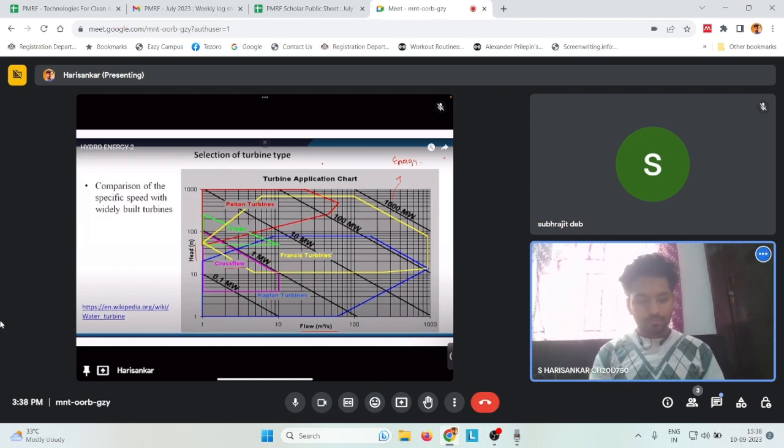So for example, let's take cross flow. So this pink border that we are seeing here. So if the required flow rate or the operating flow rate is less than 10, and the head is also less than 100 meter, and the power that we want to generate is less than 1 megawatt, then cross flow turbines can be used. So based on this plot, we can determine what kind of turbine is the best option for our requirement.